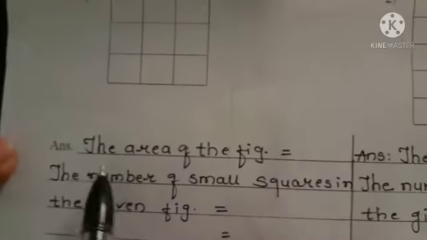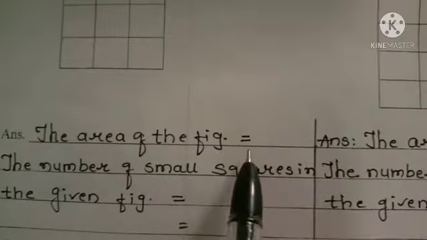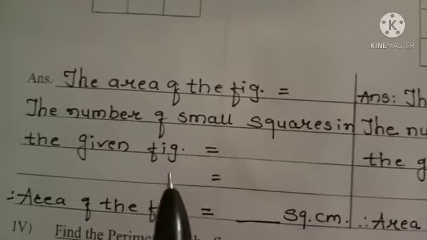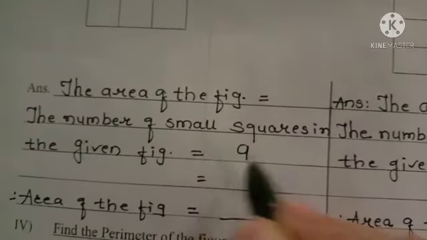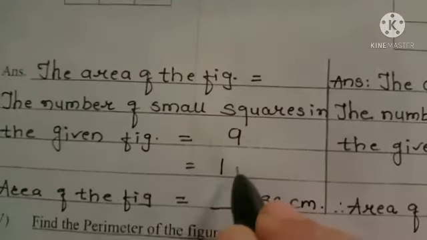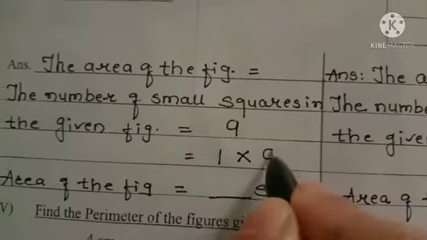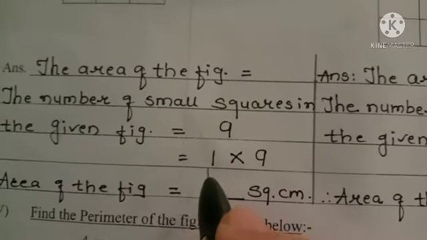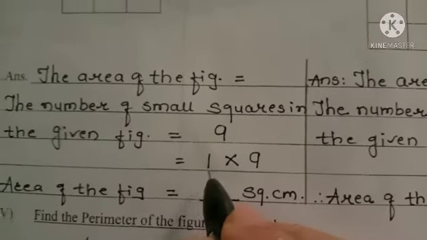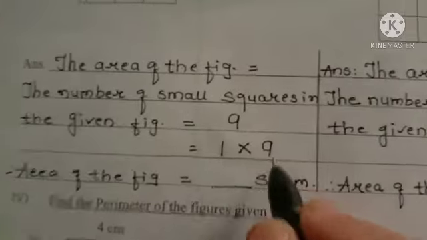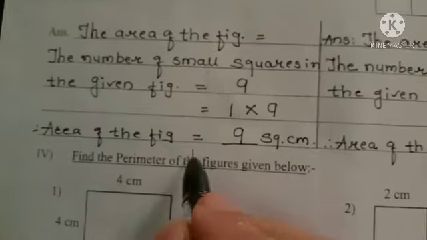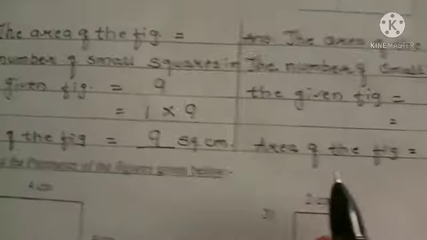So how we'll write this? We'll see, the area of the figure is equal to the number of small squares in the given figure. So how many small squares are there? 9. So if we multiply this 1 square centimeter by 9, means one small square is of 1 square centimeter, so total 9 squares are there. So we will multiply this 1 by 9. So 1 nines are 9 square centimeters. Therefore, the area of the figure is 9 square centimeters.